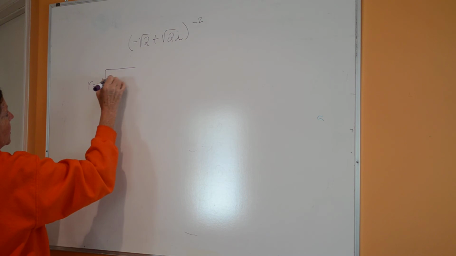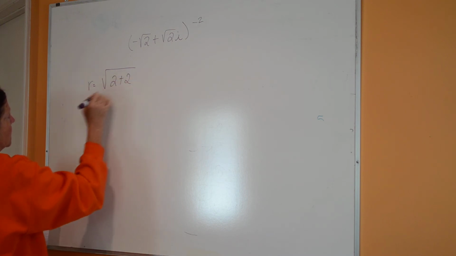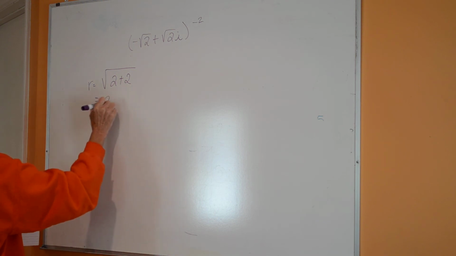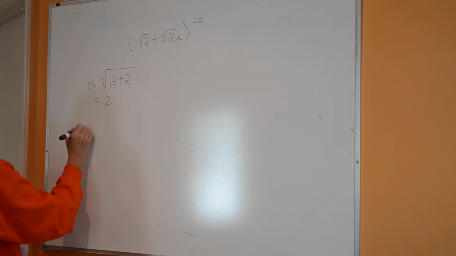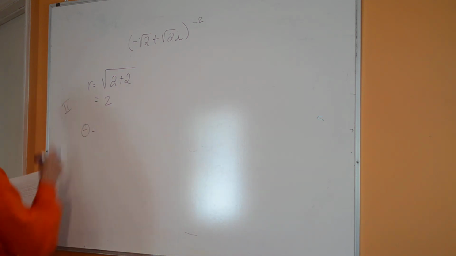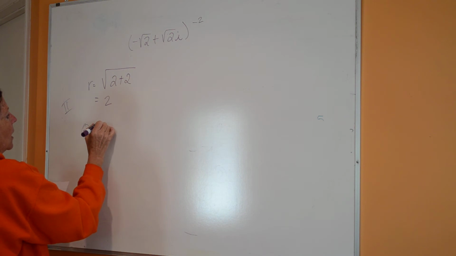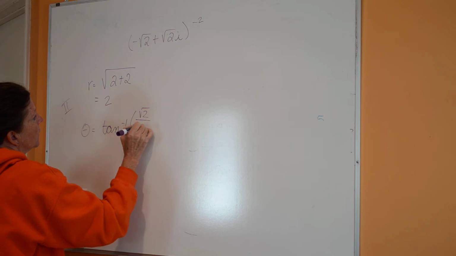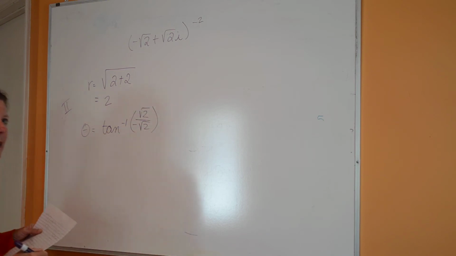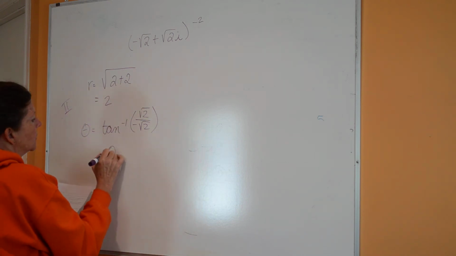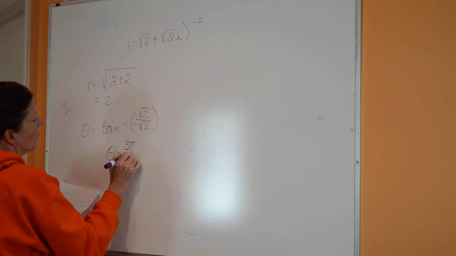R is equal to the square root of 2 plus 2, which is the square root of 4, which should be 2. So R is equal to 2. Your angle: the cosine is negative, the sine is positive, so it's going to be in the second quadrant. And it's going to be the inverse tangent of the square root of 2 over negative square root of 2. So basically you're talking the inverse tangent of negative 1, and you know it's in the second quadrant. So my angle is 3π/4.